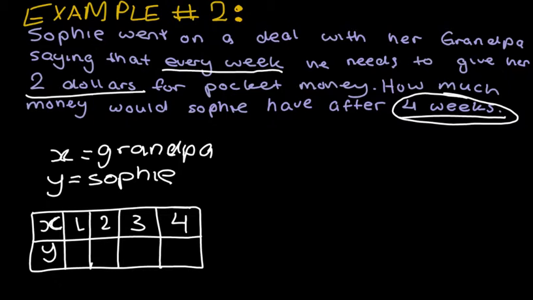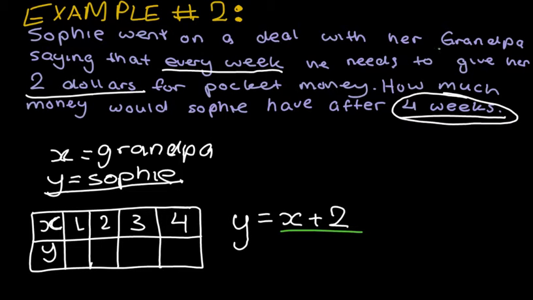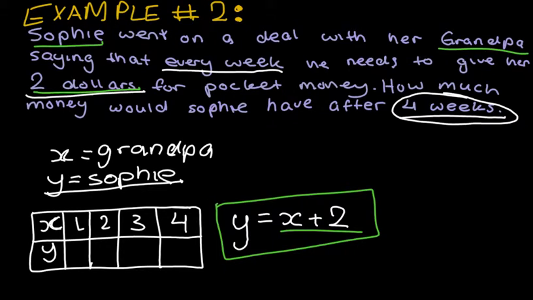Okay, so now, to find the rule of this, because Sophie is going to be the main number, you put in y equals x plus 2. Now, this is because x plus 2 is Grandpa plus the 2 equals Sophie. And that is the equation.